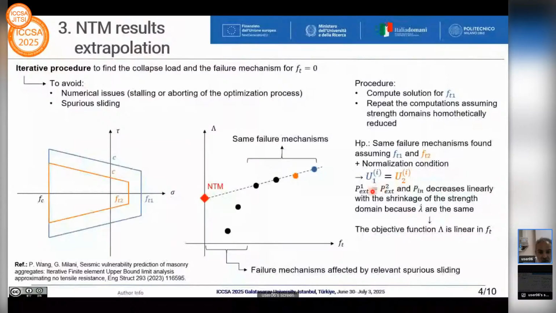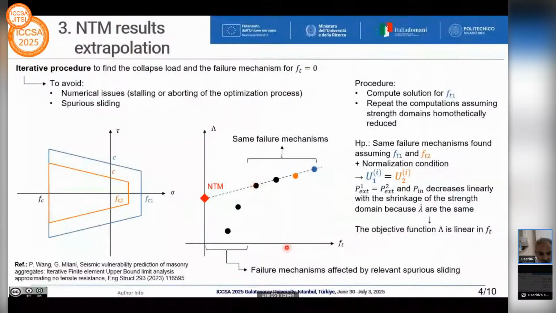So this means that the external power that is dissipated, that is expended, is the same as the power expended at the interfaces, so dissipated at the interfaces, which drops down linearly. So when you see that the trend of the collapse multiplier progressively decreases linearly with Ft, this means that the failure surface doesn't change, the failure mechanism doesn't change.